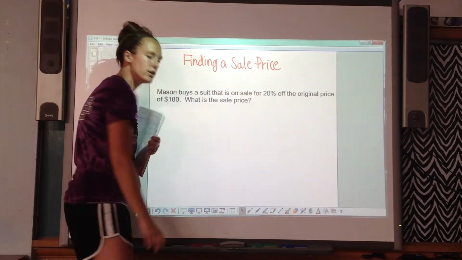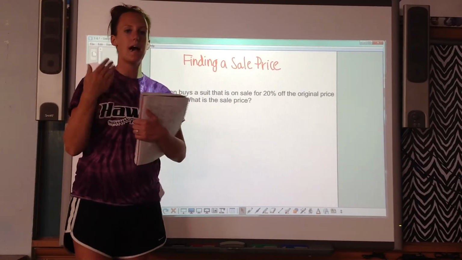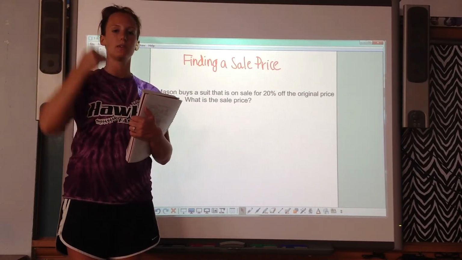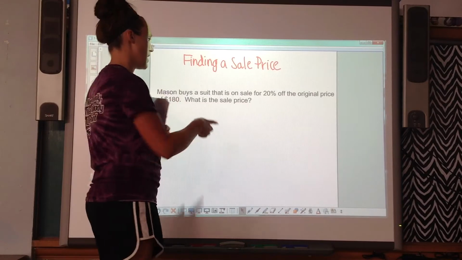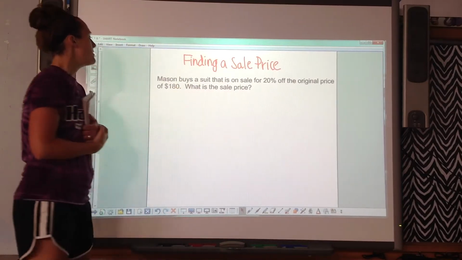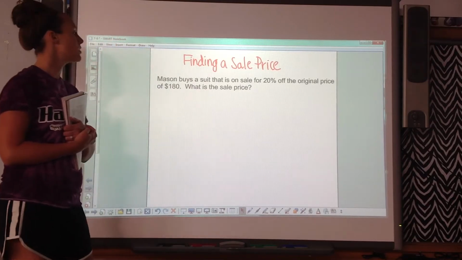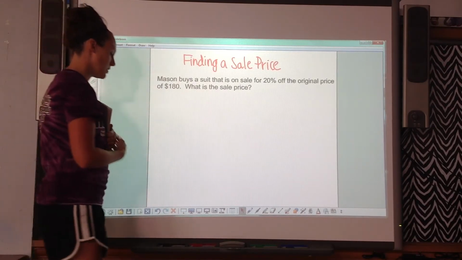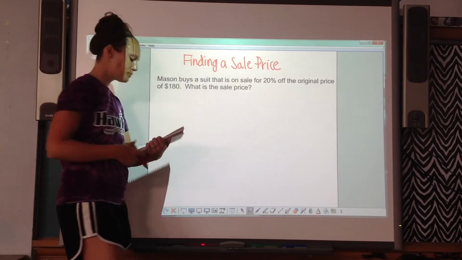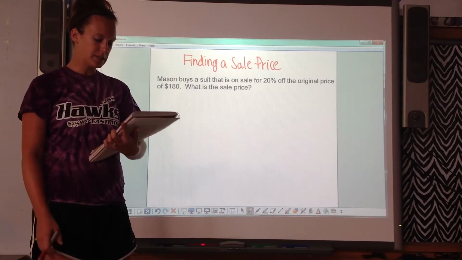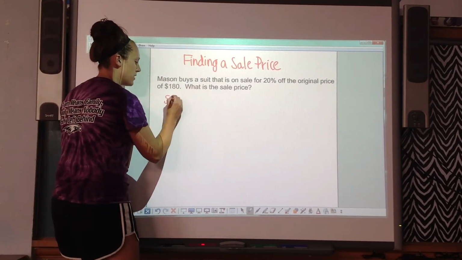This is going to look familiar to the last one, but instead of adding, we're not marking something up, we're marking something down, so instead we're going to subtract. So let's take a look. Mason buys a suit that is on sale for 20% off the original price of $180. What is the sale price?